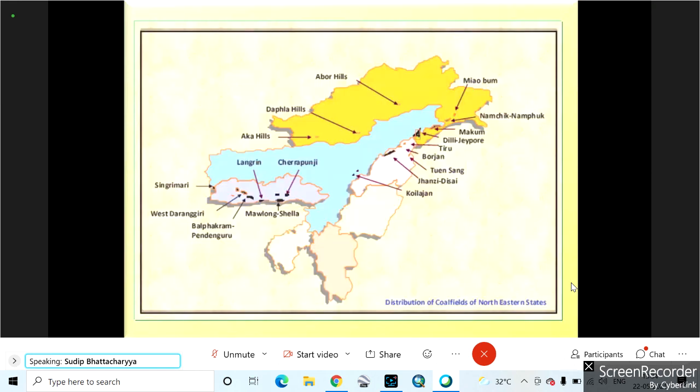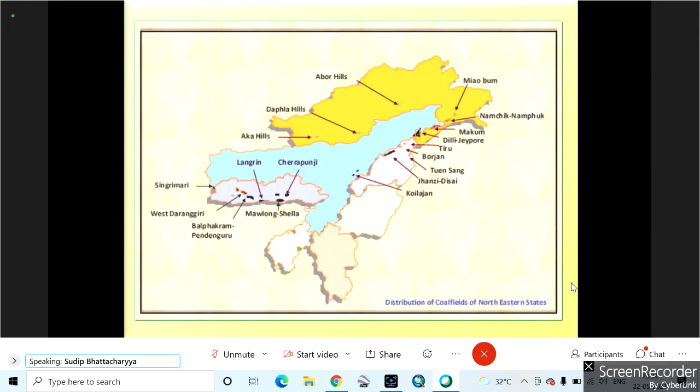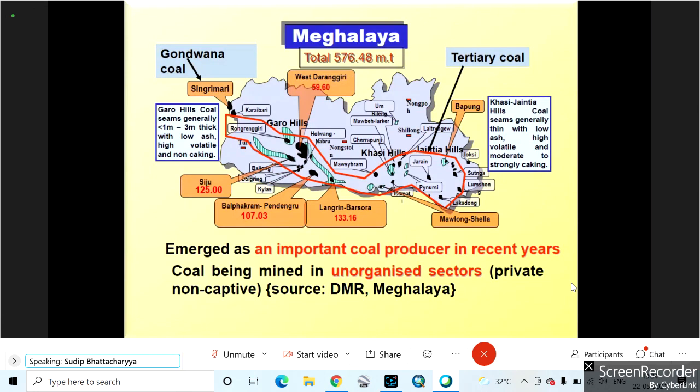So that's all. Now in the northeastern part, in Meghalaya, we are having tertiary coals. Gondwana coals are over. Now it is the tertiary coals, here and there. We are getting these tertiary coals in Meghalaya, Arunachal Pradesh, and Nagaland, and the base of Arunachal. Everywhere we are getting it, and some Gondwana coals are there at Singlimari.